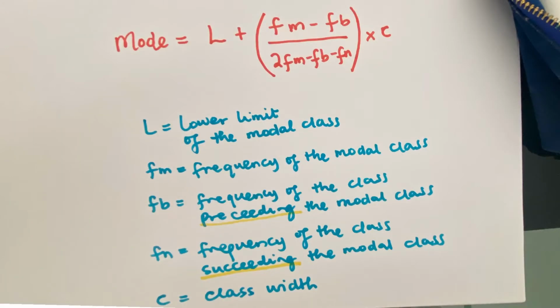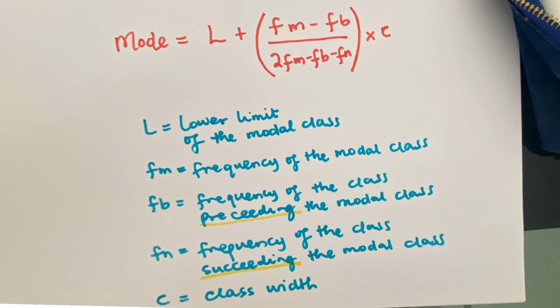Now with this formula, the mode is equal to L plus (Fm minus Fb) over (2Fm minus Fb minus Fn), all in a bracket, times C, where L represents the lower limit of the modal class, Fm represents the frequency of the modal class, Fb represents the frequency of the class preceding the modal class, the one before it, and Fn represents the frequency of the class succeeding the modal class, which is the one after it, and then C represents the class width.